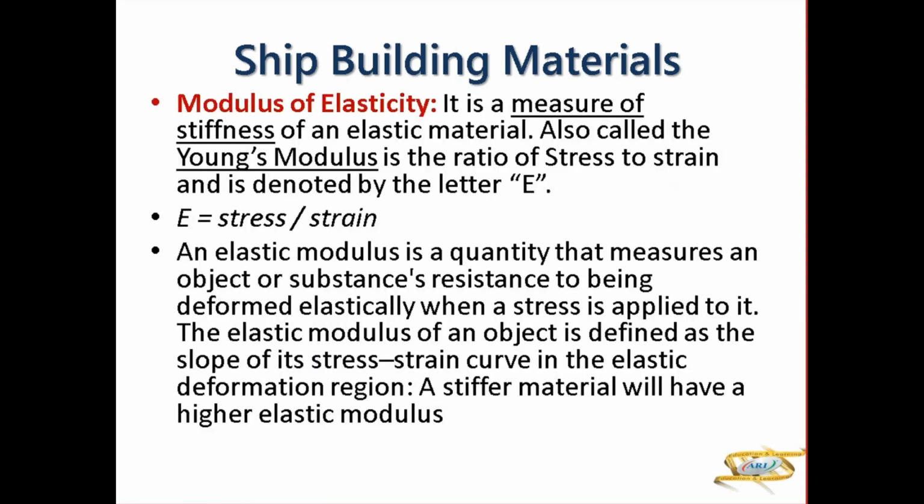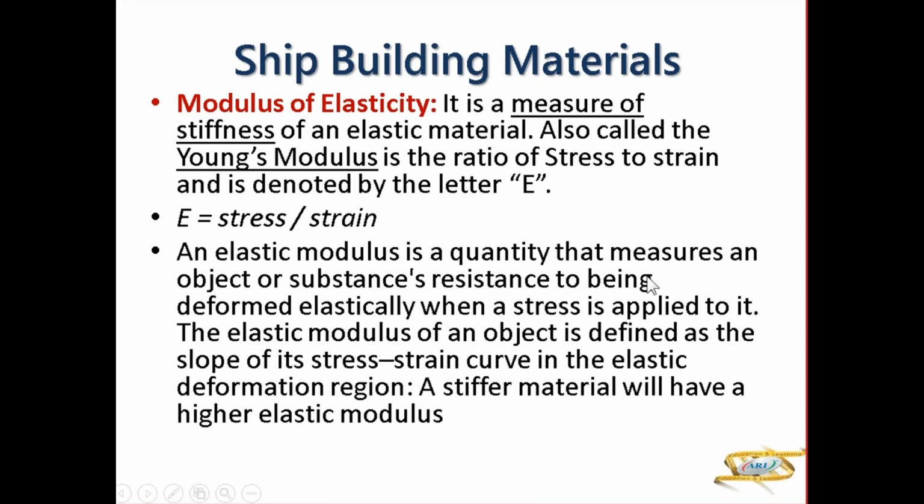Now we come to one more definition, which is modulus of elasticity. You've all done this in school. It is a measure of stiffness of elastic material. It is also known as Young's modulus, which is the ratio of stress to strain. It's denoted by the letter E. That's a constant, a measure of stiffness of elastic material.